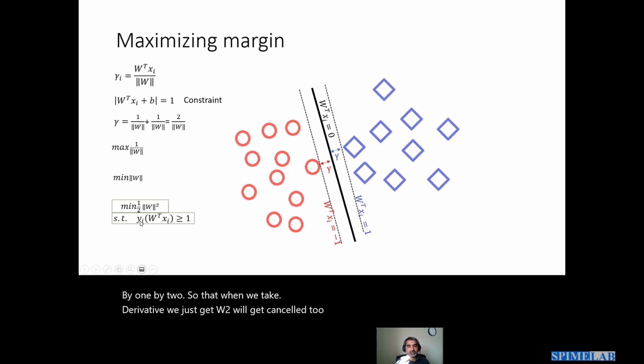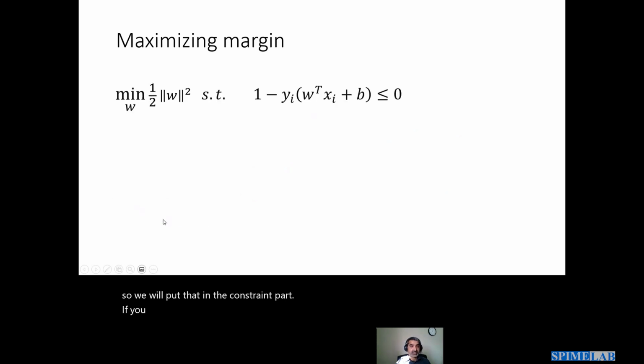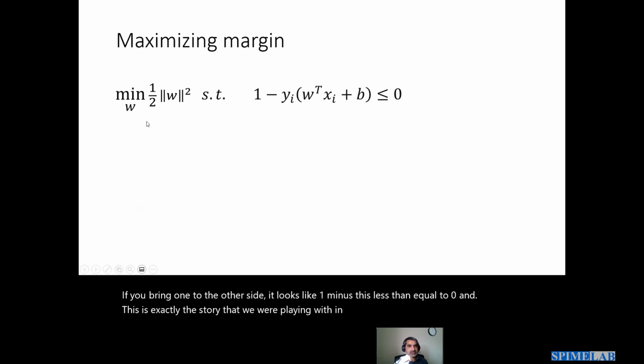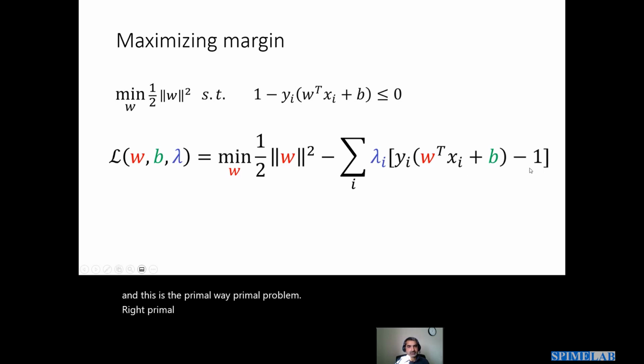And subject to the equation that we had, original classifier equation, W transpose X multiplied by Y should be greater than 1, our life is happy. So we will put that in the constraint part. If we bring 1 to the other side, it looks like 1 minus this, less than or equal to 0. And this is exactly the story that we were playing with in the Lagrangian formulation. This is the original function, primal, and this is the constraint. Together, they become the Lagrangian function. And this is the primal problem. Primal problem will look like this.